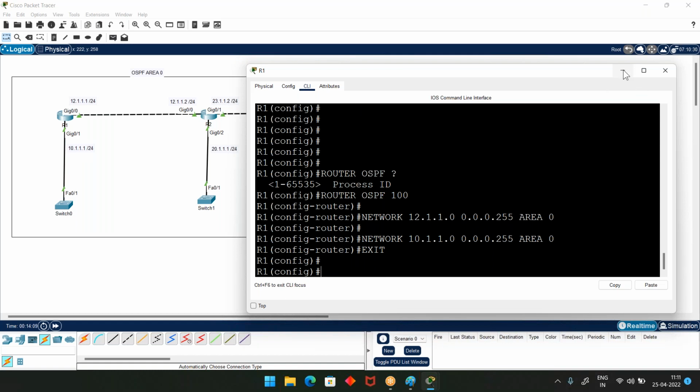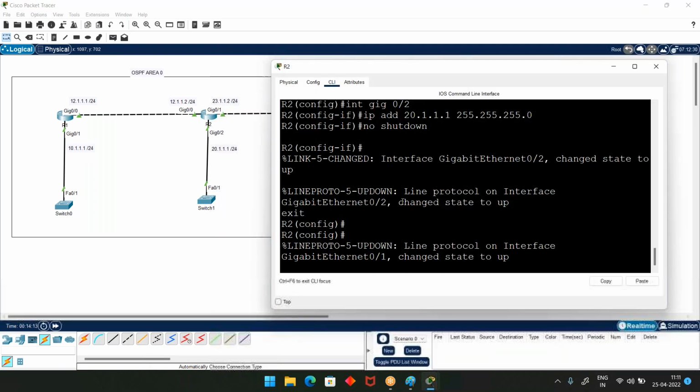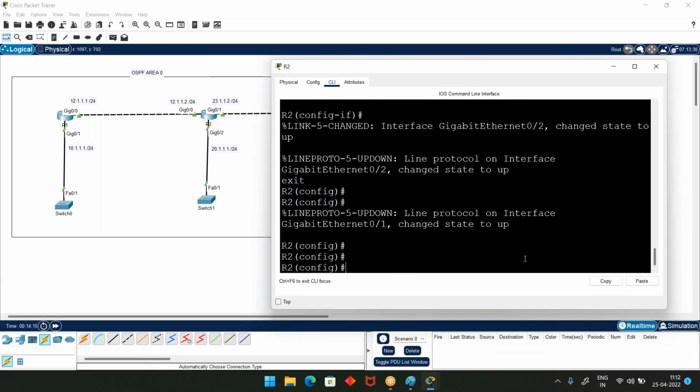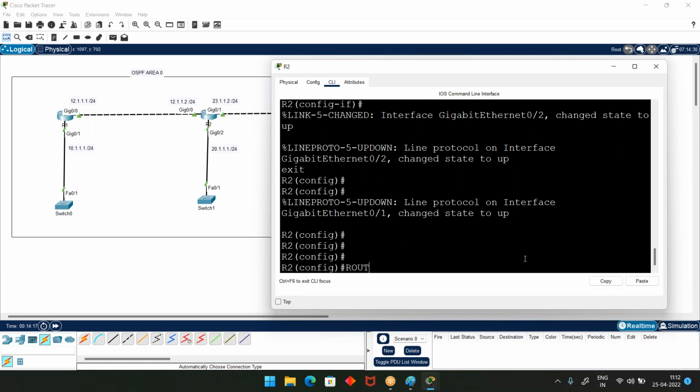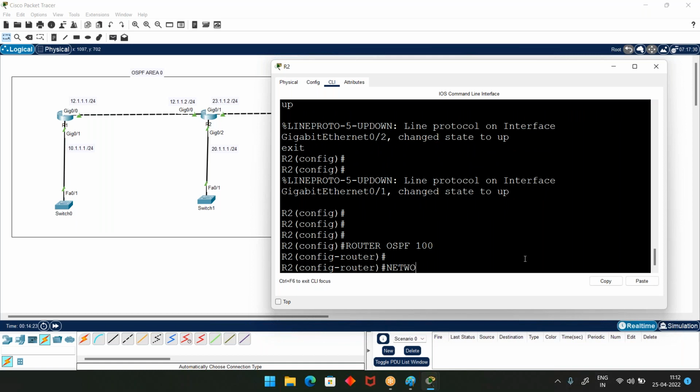Now let's go to the R2 router. In the R2 also, let's configure the OSPF protocol here. Router OSPF 100. Now network. Okay. This 12.1.1.2 belongs to which area now?